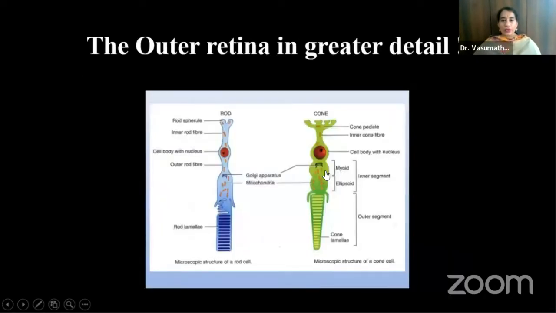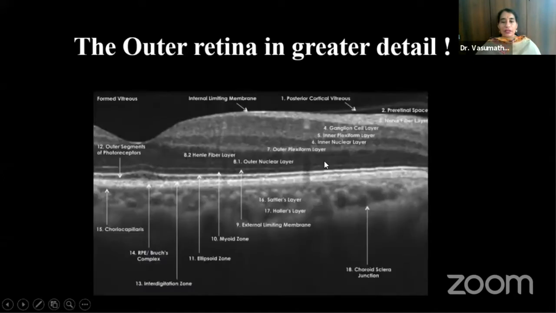And if you see the outer retina in greater detail, the inner segment of the photoreceptors has got the outer ellipsoid and the inner myoid. And this is what is seen in greater detail, especially in swept source OCT. You can make out the ellipsoid zone very well. And this is the RPE Bruch's membrane. And this line on top of the RPE is the interdigitation zone. And this is the external limiting membrane.